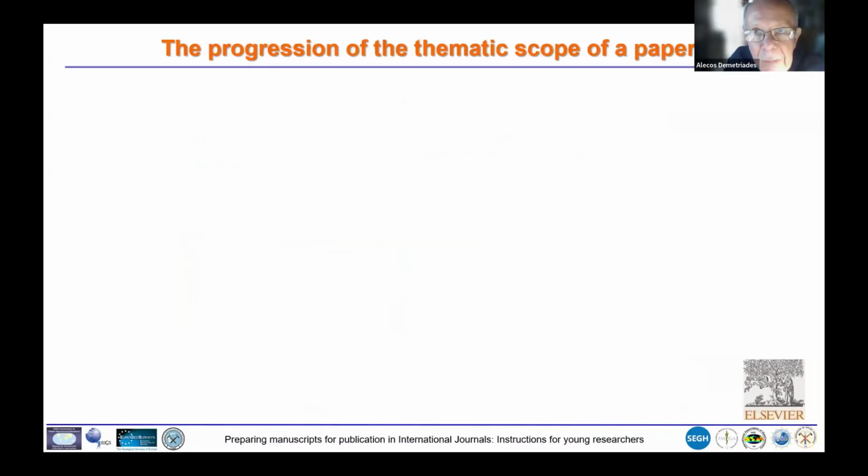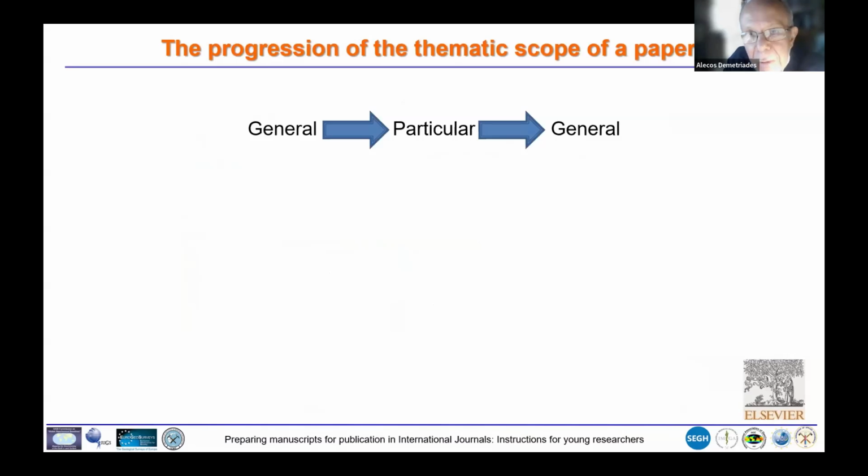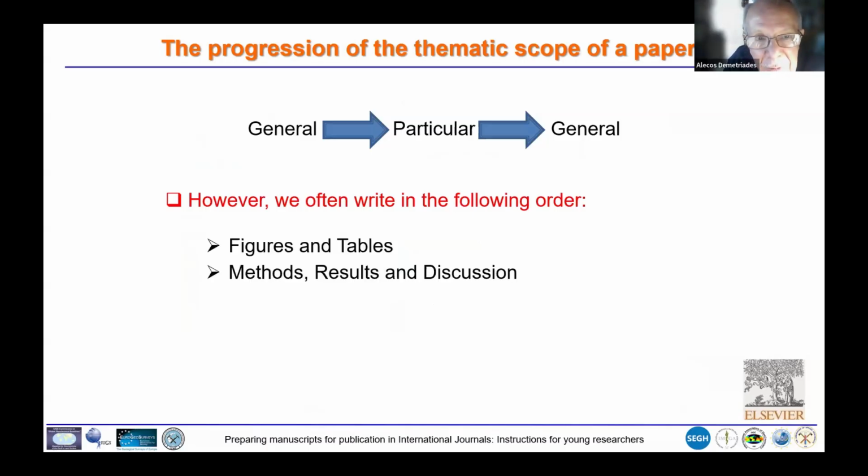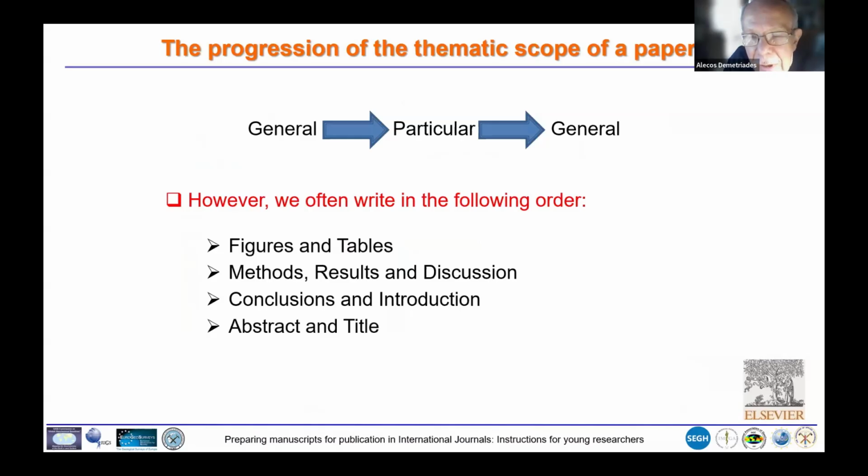The progression of the thematic scope of a paper. Usually we have general, particular, general. However, we often write in the following order. This is the usual way. Figures and tables first, methods, results and discussion, conclusions and introduction, and abstract and title. It doesn't really matter how you start. The thing is, when you finish the paper, to have a logical structure at the end.